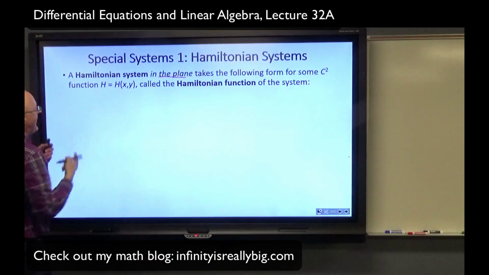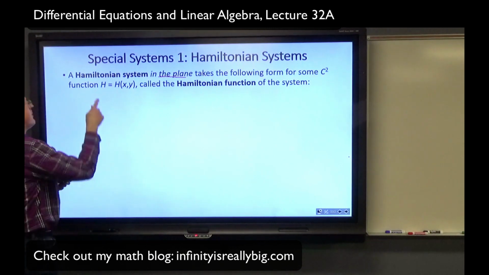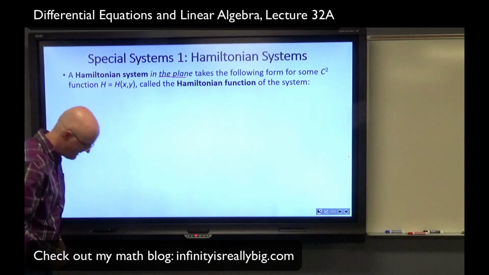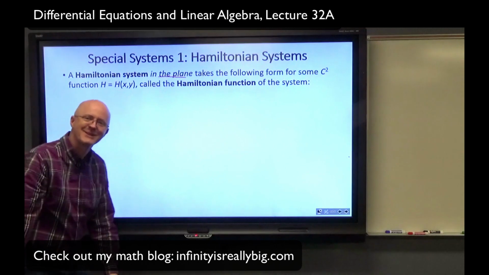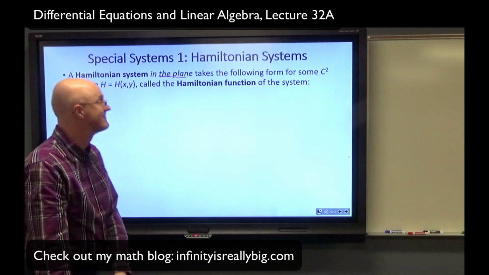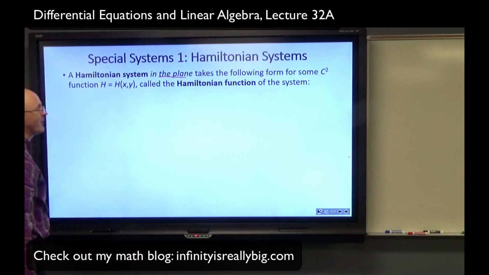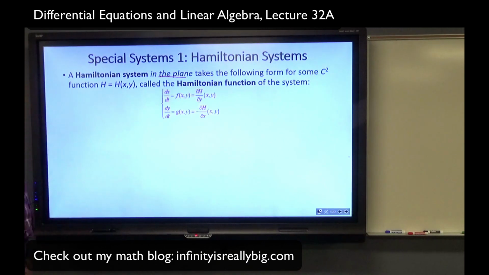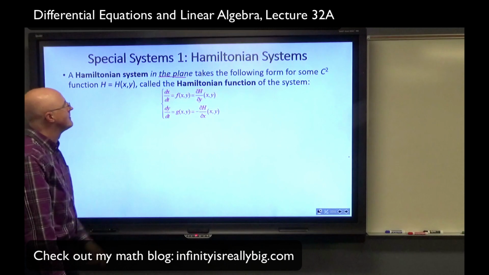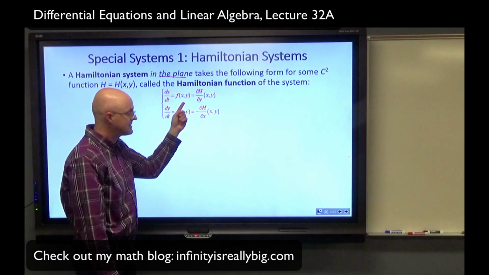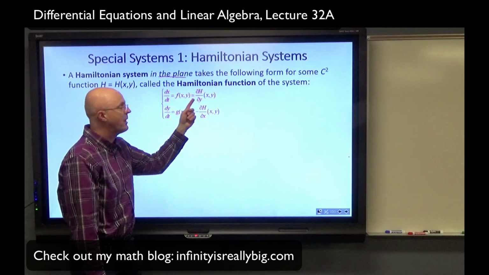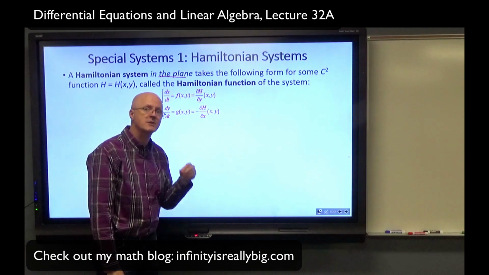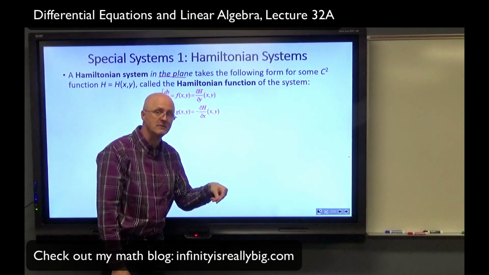I'm letting the letter h represent two different things, both a dependent variable and a function name. But as we often do in differential equations, we don't let that bother us. Okay? That's called a Hamiltonian function of the system if the system has the following form. dx/dt, also called f of x,y on the right-hand side, is the partial derivative of the Hamiltonian function with respect to y, the second variable.